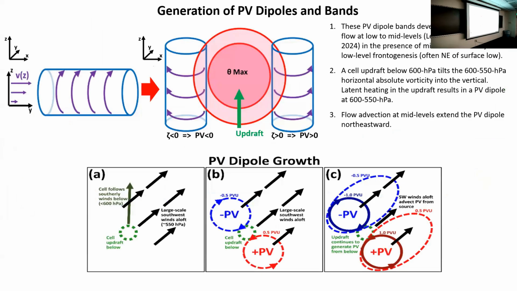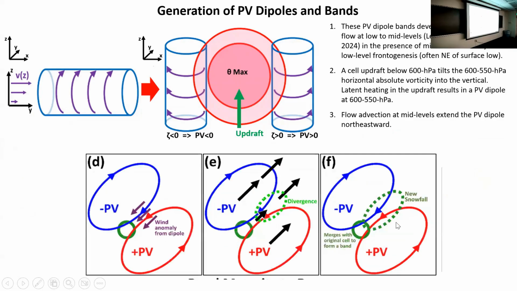And here is, in fact, this conceptual model with this updraft basically tilting, but we also are changing the theta gradient. So we're actually generating PV structures, advecting them downstream, which is what this is illustrating, and then basically the divergence and the new snowfall in the band. So this is a new idea or theory with regards to these snow bands.